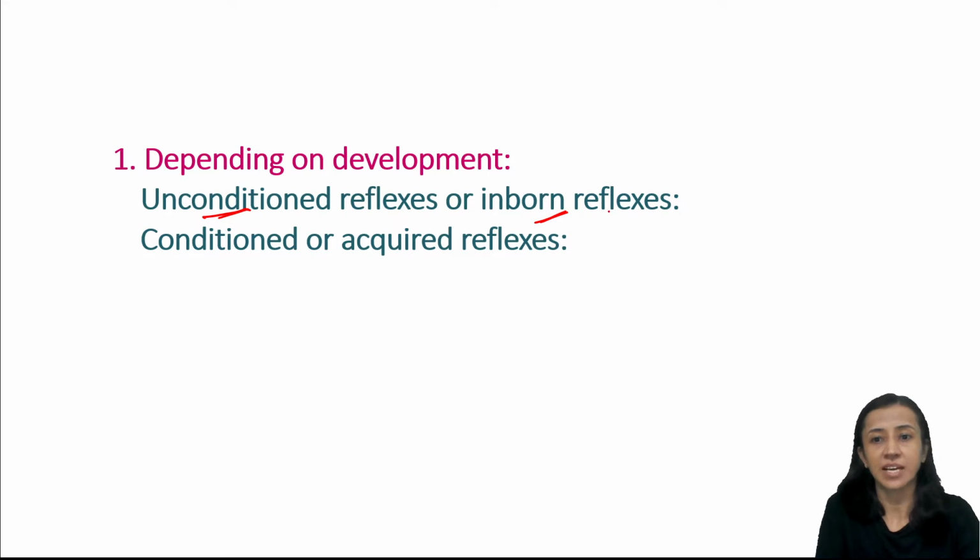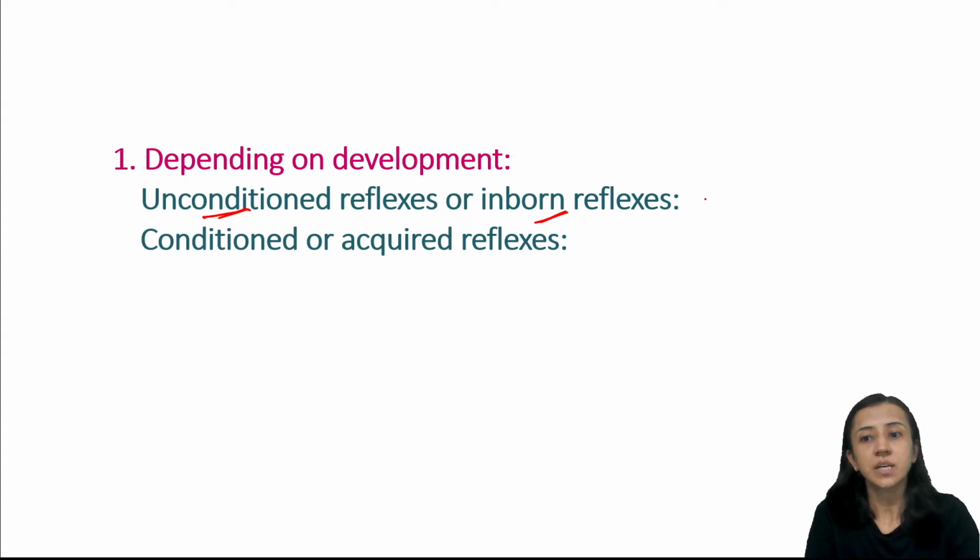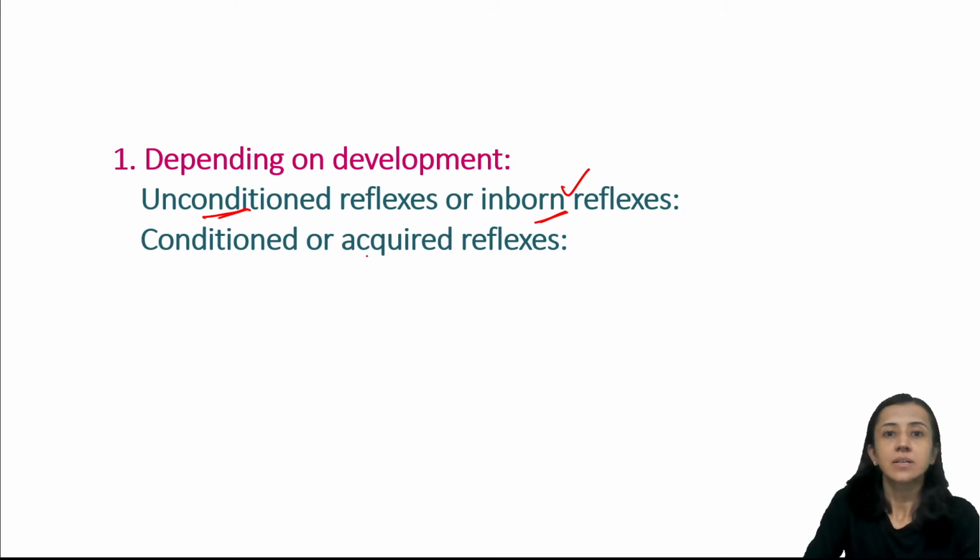So unconditioned reflexes. For example, suppose you place a drop of honey on the tongue of a newborn baby, then there is salivation. So that is a natural reflex, that is inborn. By birth, this reflex is present. Many other reflexes are also there, like suckling reflex and grasping reflex. They are all present since birth. So that is the unconditioned reflex group.